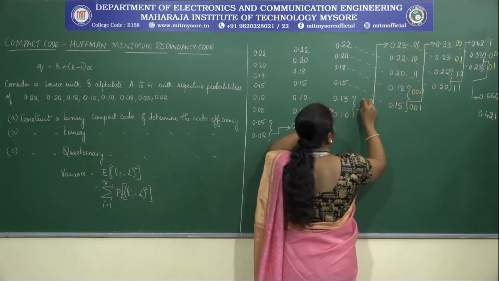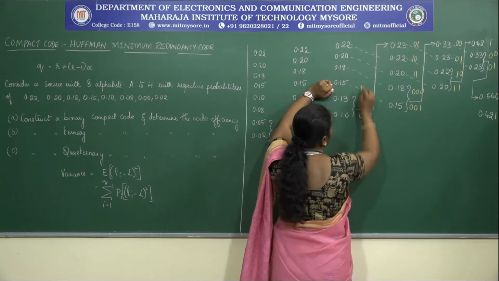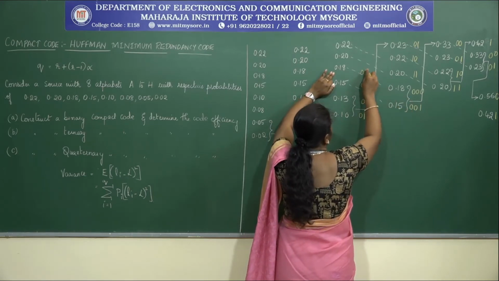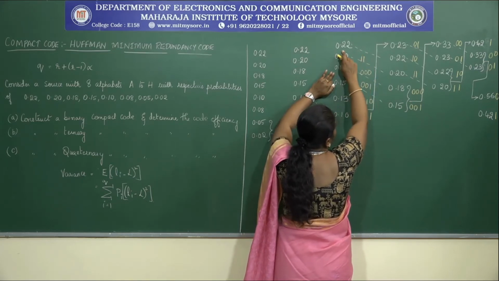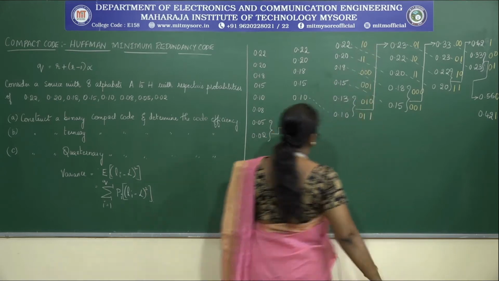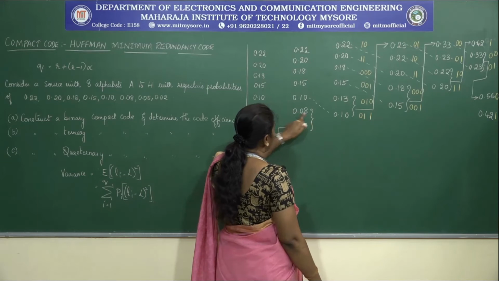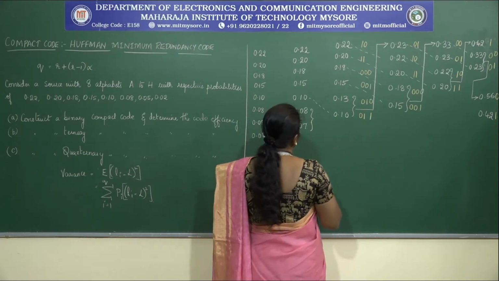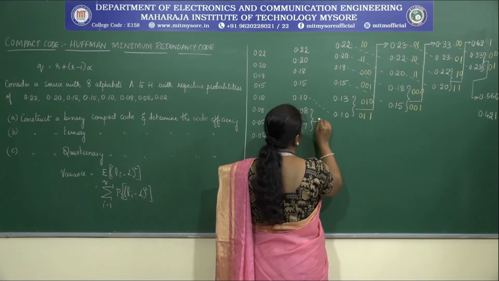What is the value of 0.23? It is 0, 1. Then we have 0.15, 0, 1. 0.18 is 0, 0, 0. 0.20 is 1, 1. 0.22 is 1, 0. Next we have 0.08 and 0.07. What is the value of this? It is 0.13.